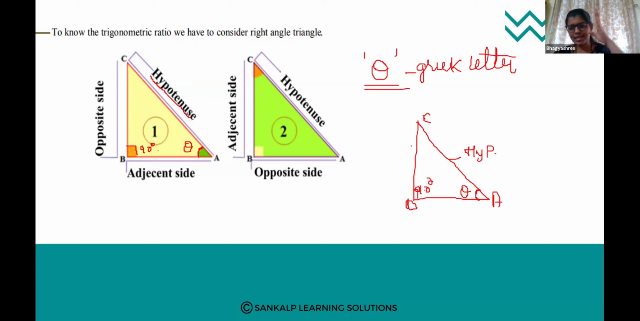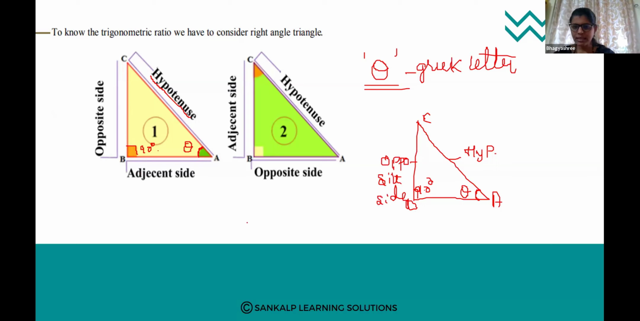Next is the side which is opposite to the theta. Theta is here, and the side which is opposite to the theta is BC. I will call this side the opposite side, depending upon the position of the theta. Now our theta is here, so the opposite of the theta is BC, right? So this one is the opposite side.